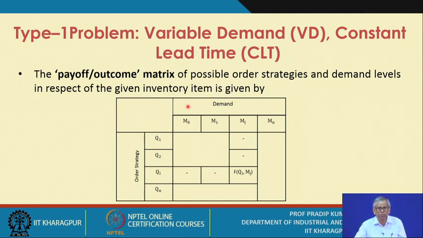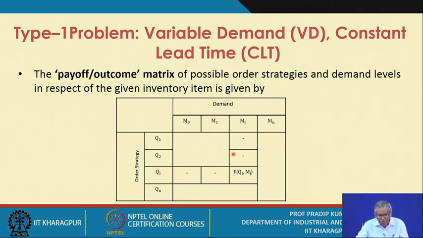Static inventory problem under risk. Now the order strategies, obviously there could be n number of order strategies. That means I am using these notations Q1, Q2, general notation is Qi, and then you have the Qn. So you form this matrix of possible order strategies and demand levels in respect of the given inventory item. That means a single item case we are considering.